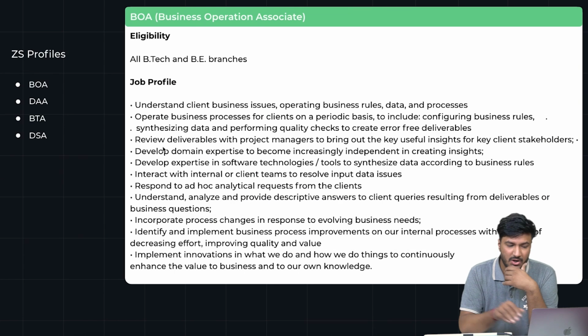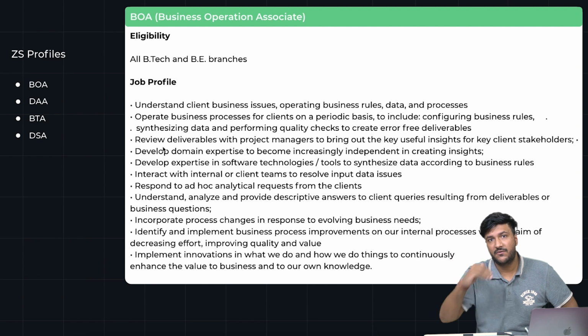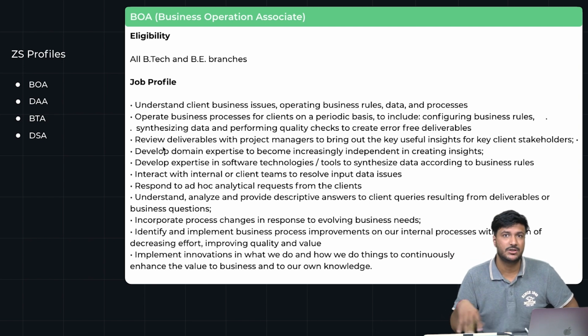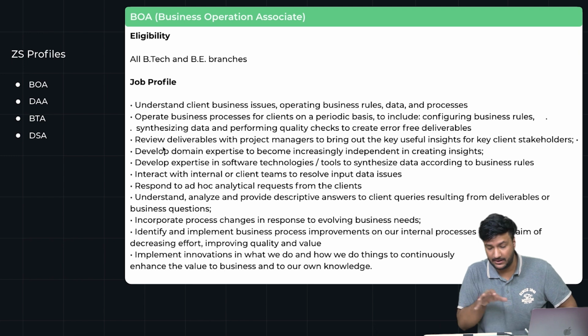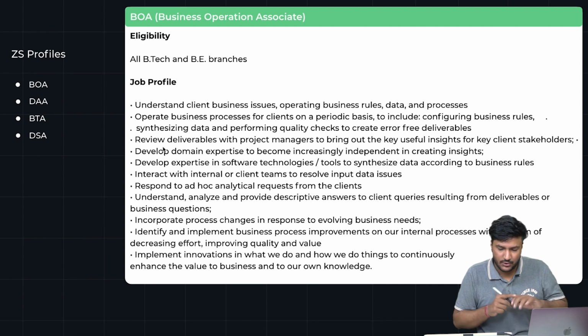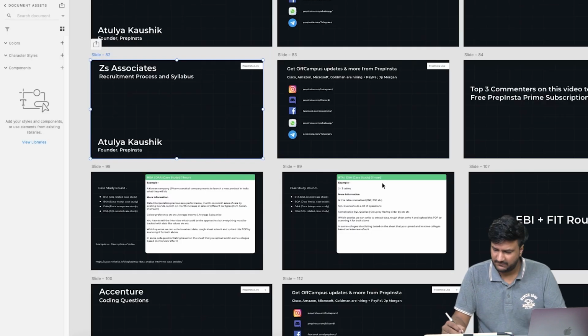Right, so let's discuss profiles now, very importantly, because the interview process and the video interview process for the different profiles that ZS is offering are very, very different. And a lot of people are confused. Atulya, can you please tell me which profile should I be choosing when ZS is coming? So we'll kind of try to debunk that.